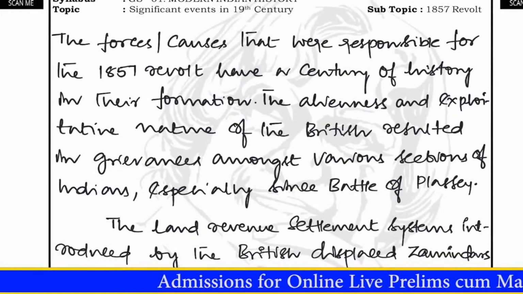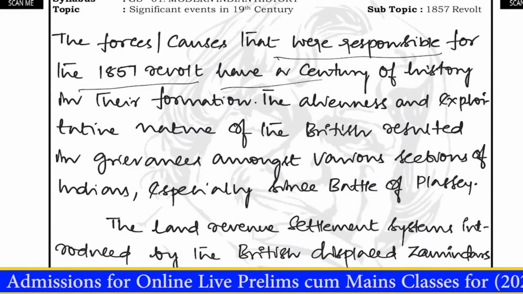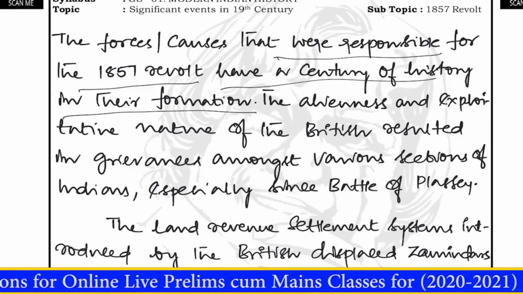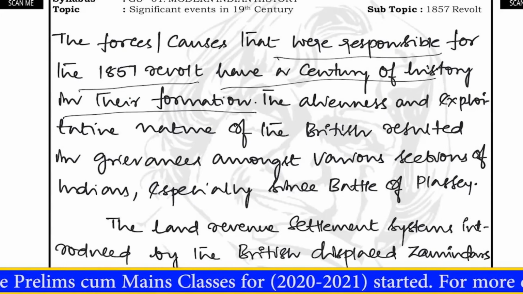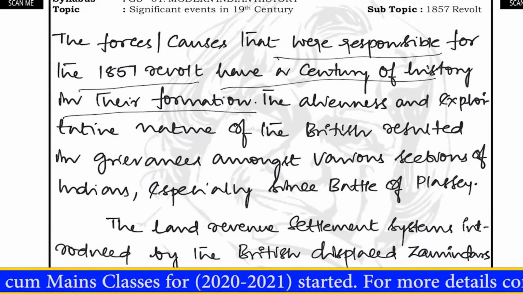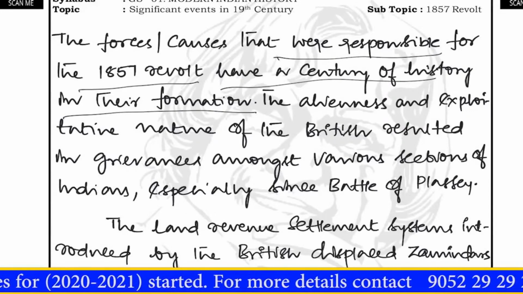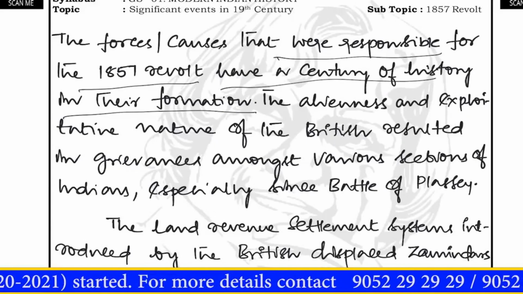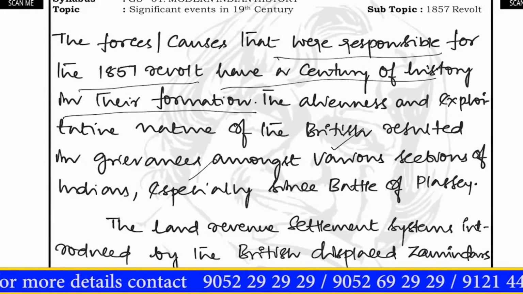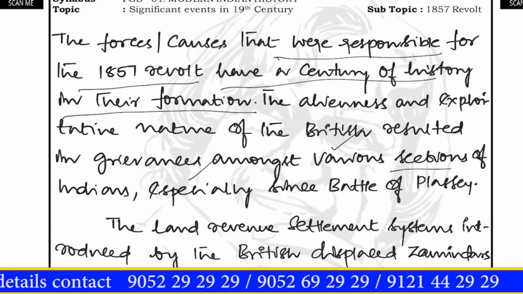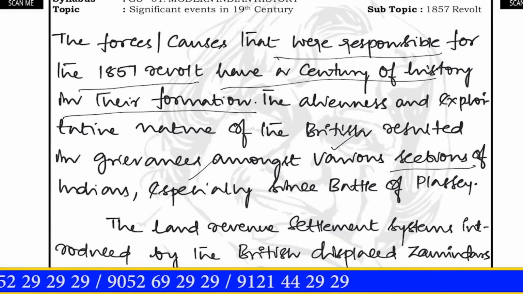Now the forces and causes that were responsible for the 1857 revolt have a century of history in their formation. It tried to establish a link between the various rebellions that happened and the 1857 revolt by choosing the forces and causes that were responsible for it. So the alienness and exploitative nature of the British resulted in grievances amongst various sections of Indians. Who are these various sections? We have discussed Jamindars, sepoys, kings, peasants, and all the other groups.